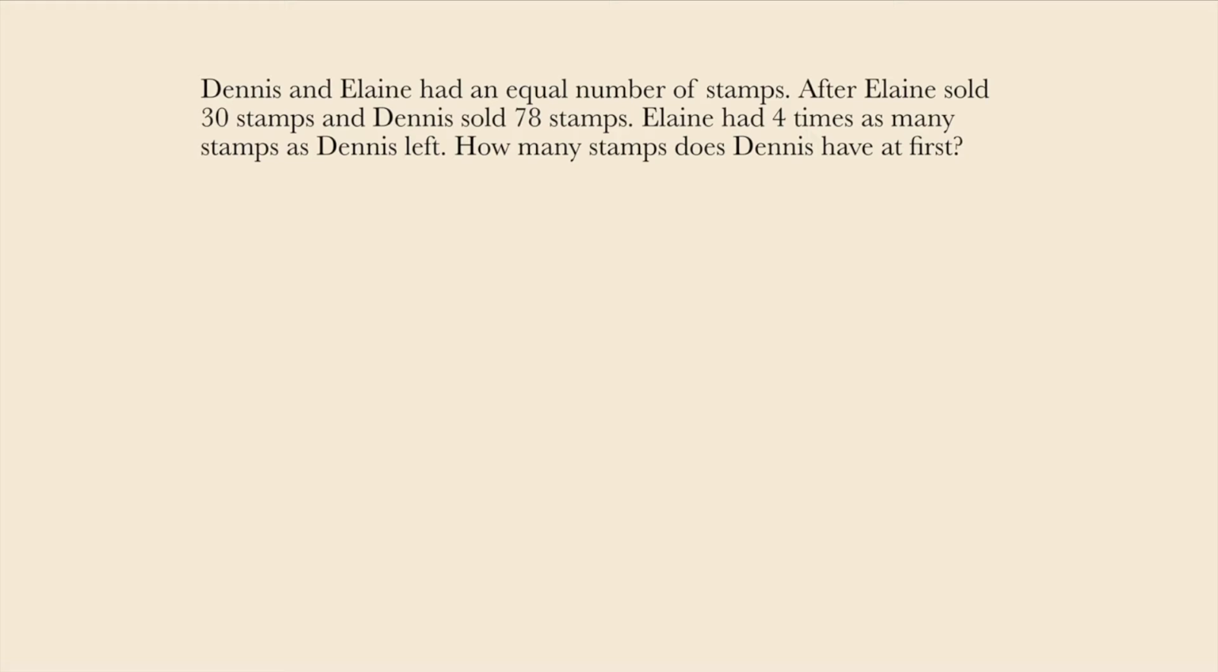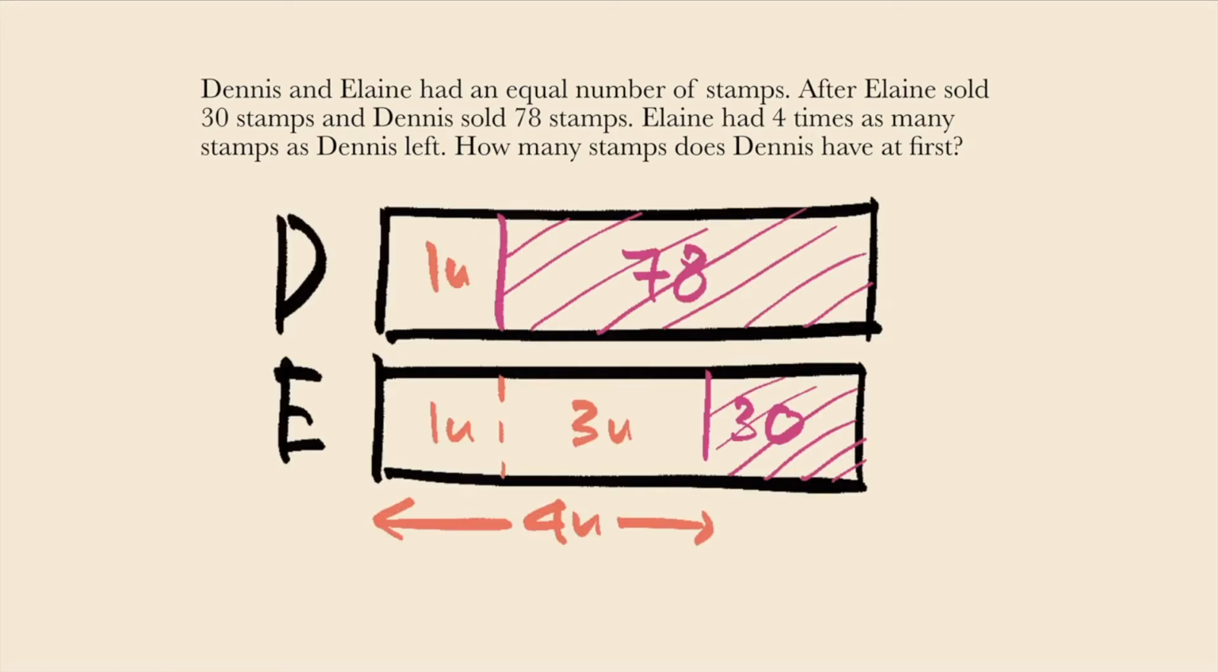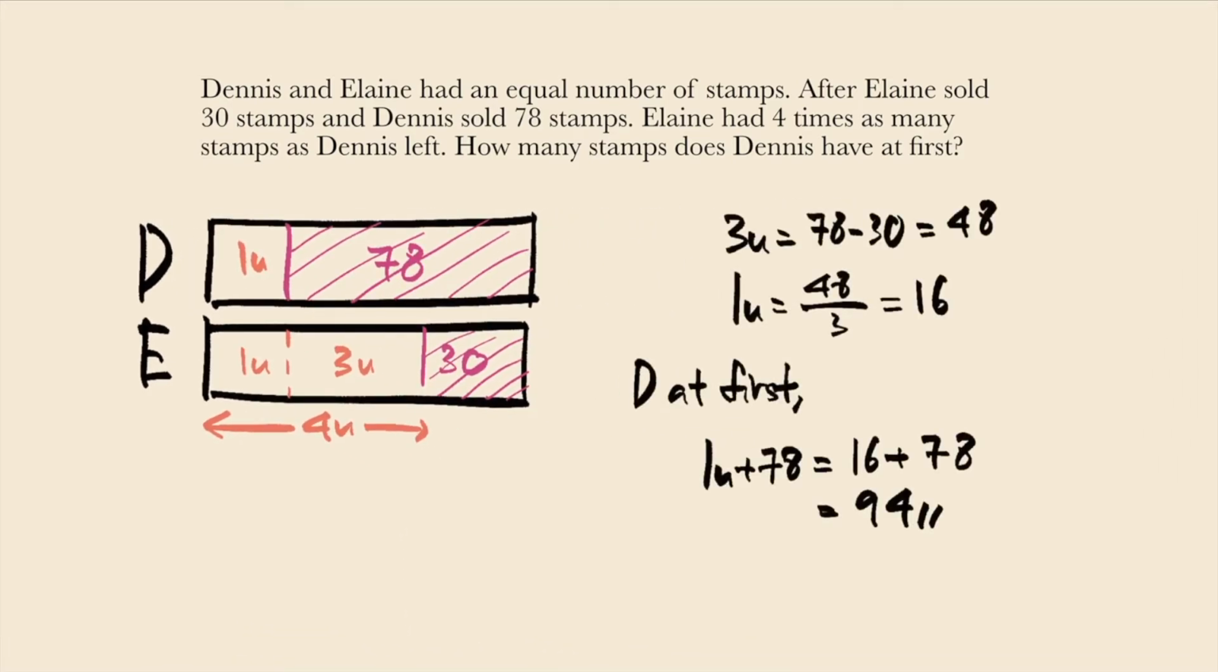D and E had an equal number of stamps at first, so we're going to show that E sold 30 and Dennis sold more, sold 78. The end result is 1U and 4 units. Therefore, finding the difference between these two, we will know what 3 units contain. So 3 units would be 78 minus 30, giving us 48. 1 unit is 16.